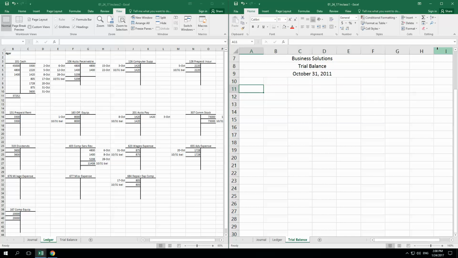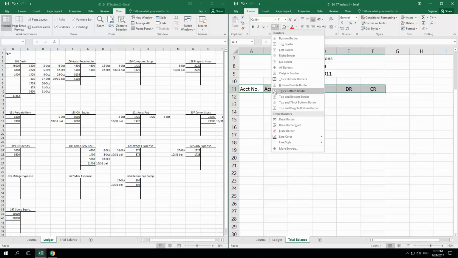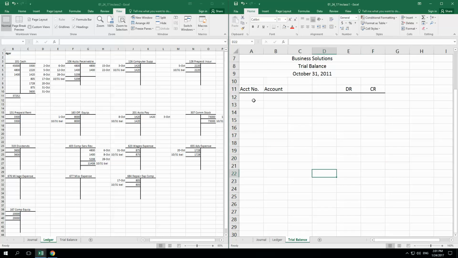Okay, so what you do is you list your accounts. So I'll go account number, and I'll go account. And then I'll have a debit and a credit column, okay? Before you can make the financial statements, we have to go through this step. Otherwise, we might not be in balance, and then we're going to be wasting a lot of time.